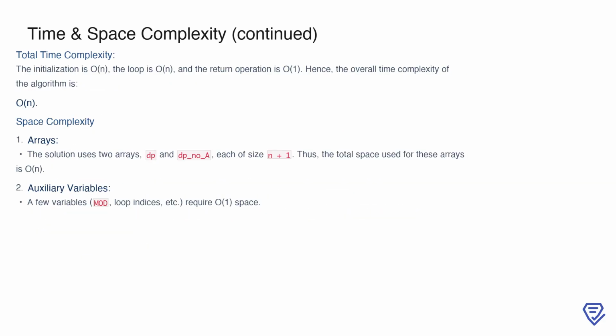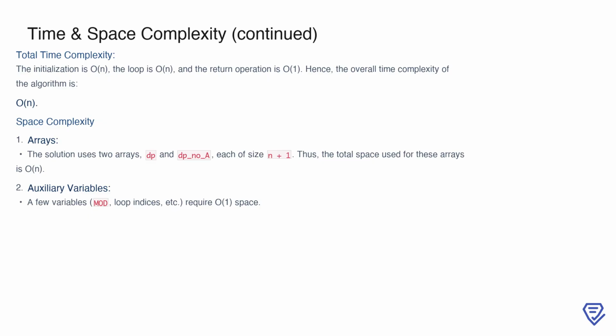Now that we've established the time complexity, let's summarize it. The initialization step is O(n), the loop is O(n), and the final return is O(1). Adding these together, the total time complexity remains O(n).